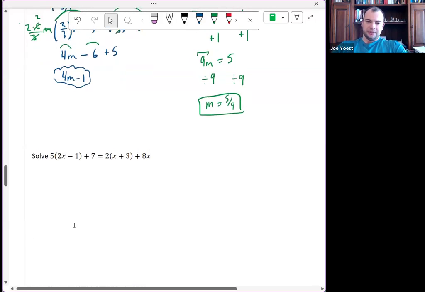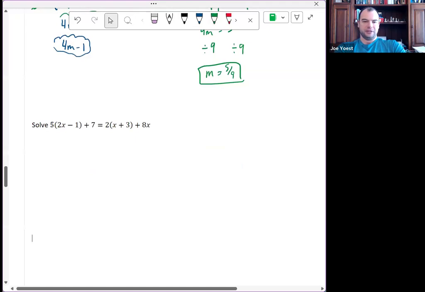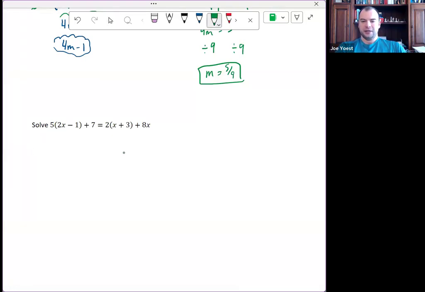Okay, what about something like this one? In this case, actually, both the left-hand side and the right-hand side are kind of a mess. So I'm going to work with both of them independently.